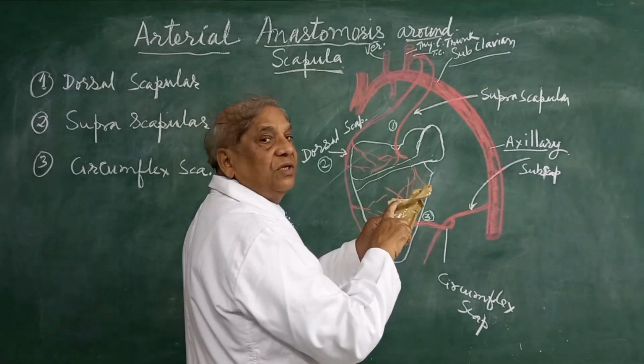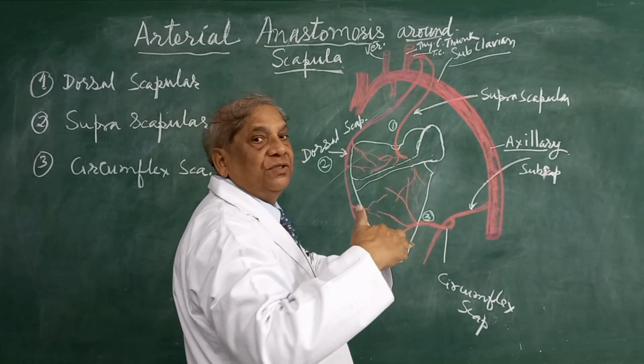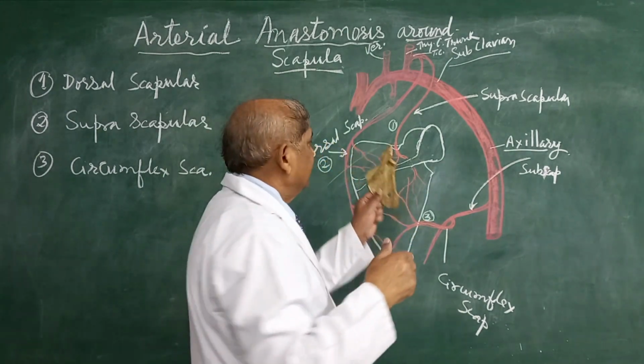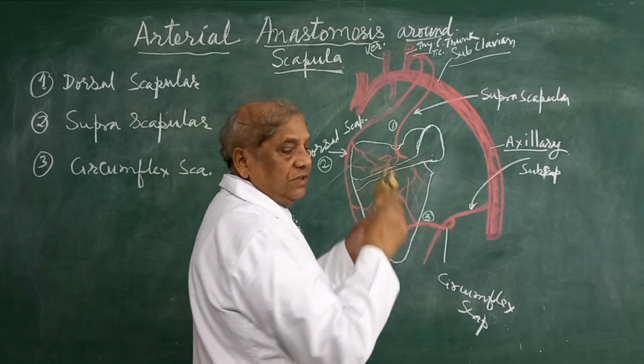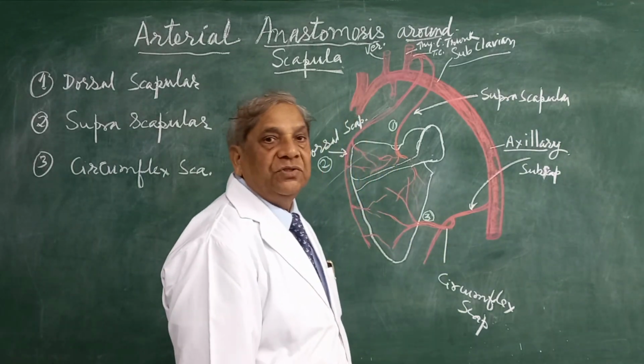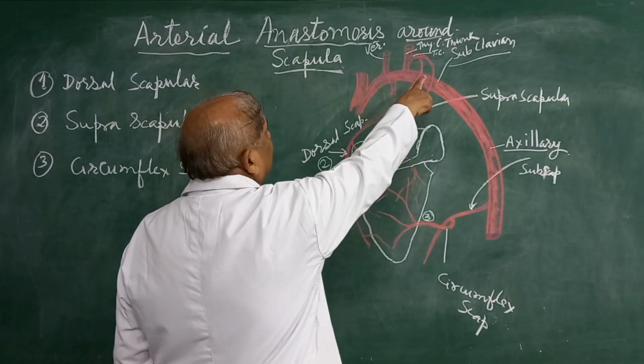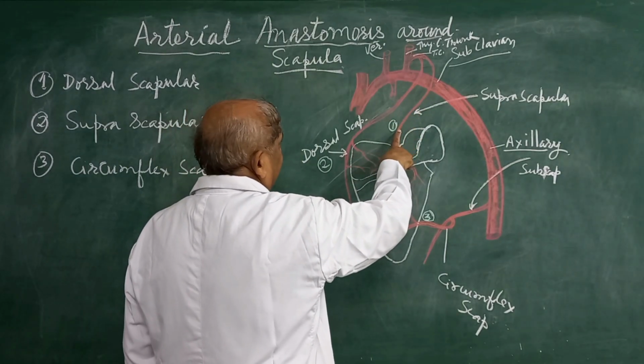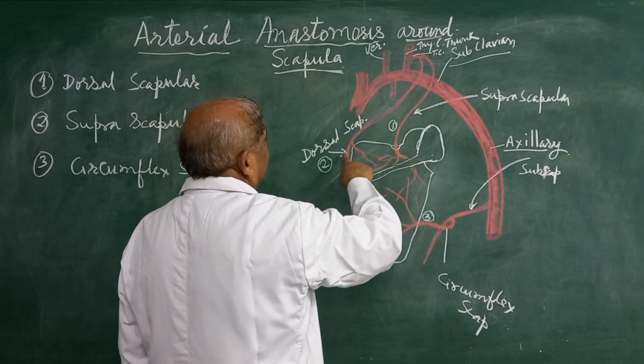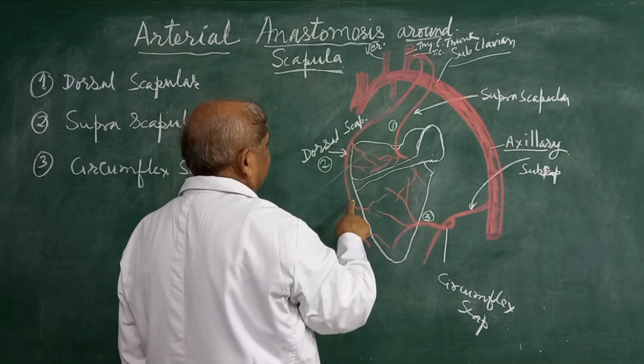Not only does it come on the dorsal surface, it also sends branches onto the ventral surface of the scapula. So both the surfaces are given branches by this anastomosing artery. So this is the number 1, the suprascapular artery. Then the second branch from the subclavian is the dorsal scapular.